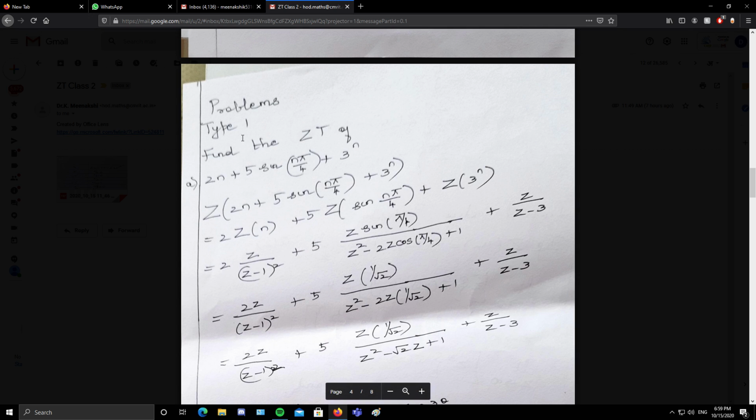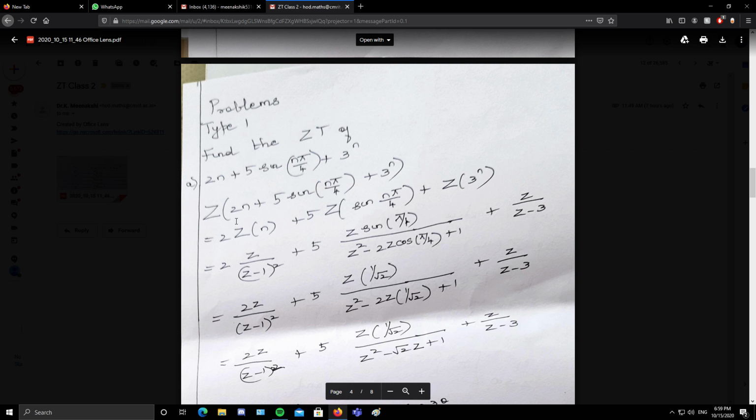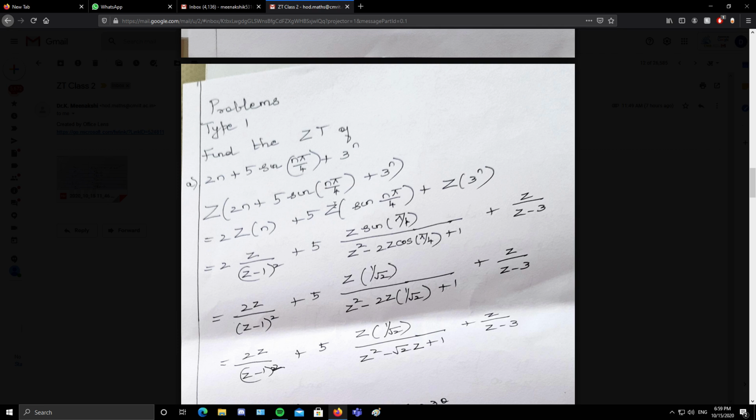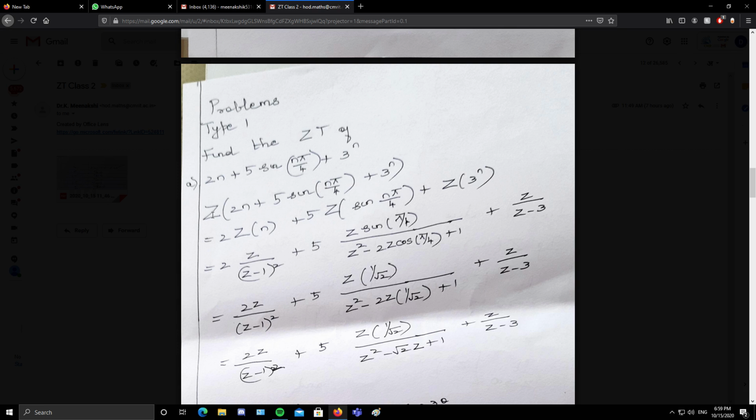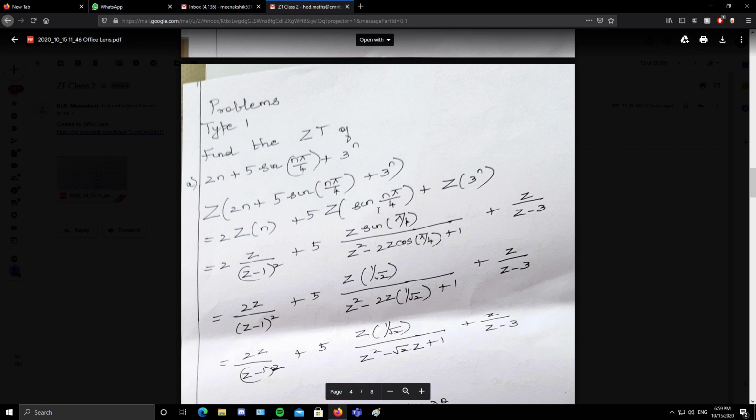So type 1. Find the Z transform of 2n plus 5 sin n pi by 4 plus 3 per n. In type 1, you will not be using any of the properties. It is a direct question. Just find the transform. So Z of 2n plus 5 sin n pi by 4 plus 3 per n is 2 times Z of n plus 5 times Z of sin n pi by 4 plus Z of 3 per n. So you are using the linearity property here. Transform of the sum equals sum of the Z transforms.